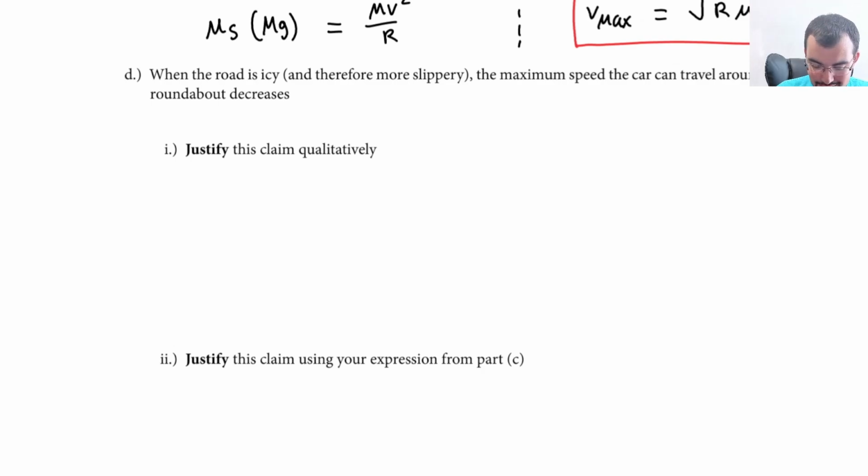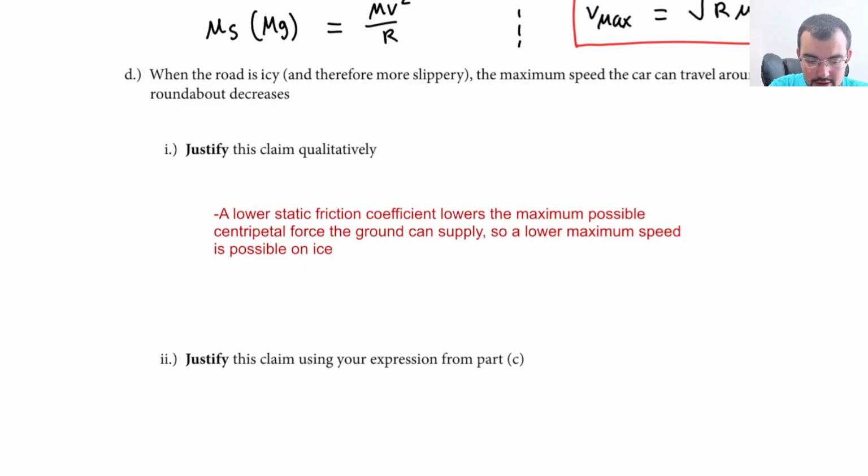When the road is icy and therefore more slippery, the maximum speed the car can travel around the roundabout decreases. That's another just driver's ed thing, right? We know that you can't take a turn as quickly as you want when the roads are slippery. So why does that happen qualitatively? Well, if the road is icy, that's going to change the friction coefficient, and it's going to be lower. So if you have a lower friction coefficient, you can supply less static friction as a maximum value. So you would achieve Fs max at a lower speed, and thus you can't go as fast as before. So a lower static friction lowers the maximum possible centripetal force from the ground, so a lower maximum speed is possible.